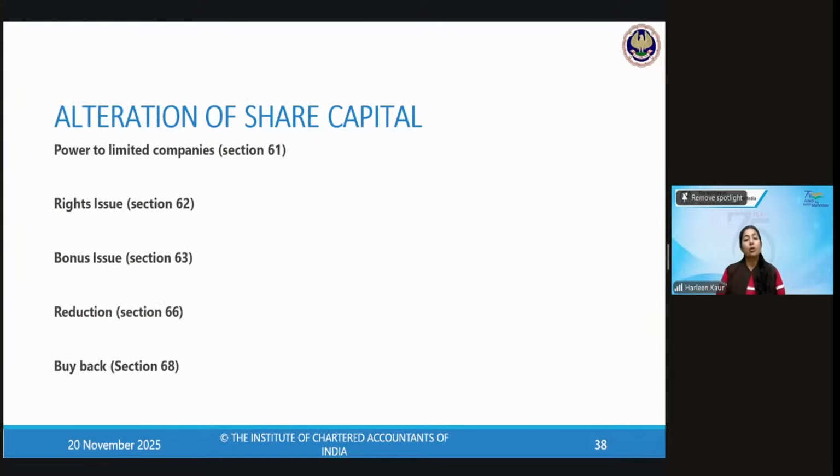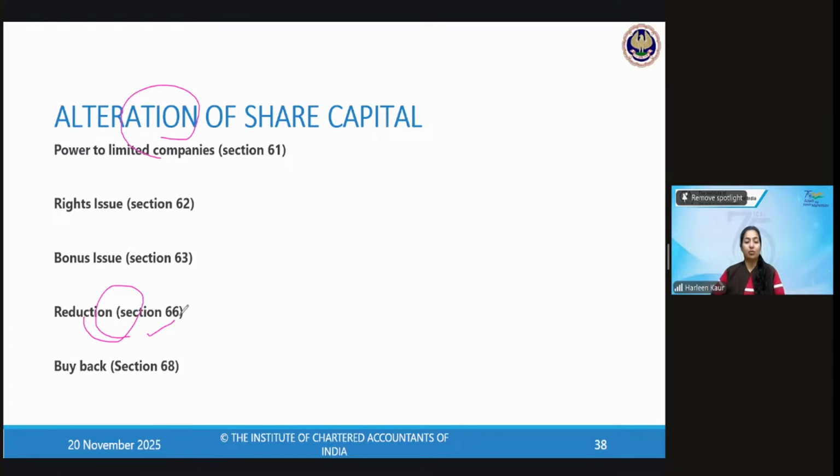Now, whenever we talk about the alteration of share capital, there are five different ways in which you can alter your share capital. One is when limited companies have the power to alter as per section 61. Can anyone tell me, is this alteration under section 61 and reduction of share capital one and the same thing?